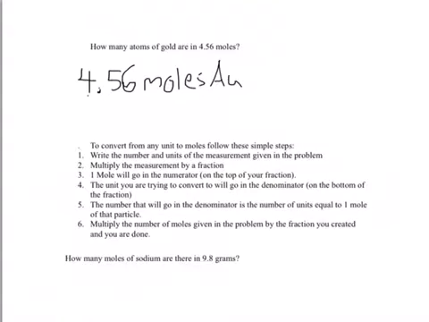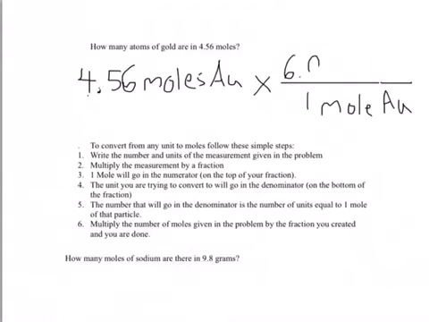Now I'm going to take this number and I'm going to multiply it by a fraction. Moles is going to go on the bottom. 1 mole of gold will go on the bottom. Doesn't matter what I'm talking about, 1 mole is always equal to 6.02 times 10 to the 23rd of anything, and in this case we were trying to go to atoms. So I'm going to write the unit that I'm trying to convert to on top, which is atoms, and the number of atoms that's equal to 1 mole is 6.02 times 10 to the 23rd.